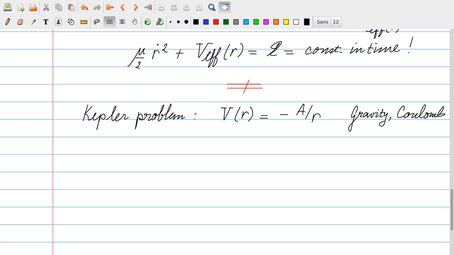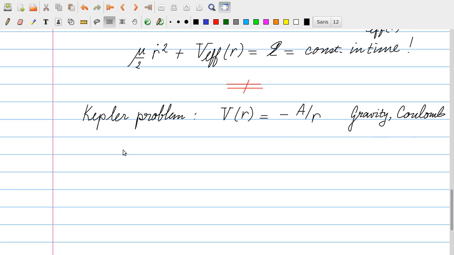So now we want to apply the fact that the energy is constant and the fact that the angular momentum is also a conserved quantity to the particular case of the Kepler problem, where it enables us to find exactly the shape of the orbits that particles will traverse when they orbit around each other. The Kepler problem is characterized by a potential which is minus a constant divided by r, being the distance, and a is a positive constant. It describes the important cases of gravity, for example the planets orbiting around the Sun, and the Coulomb problem, for example an electron orbiting around the nucleus of a hydrogen atom.